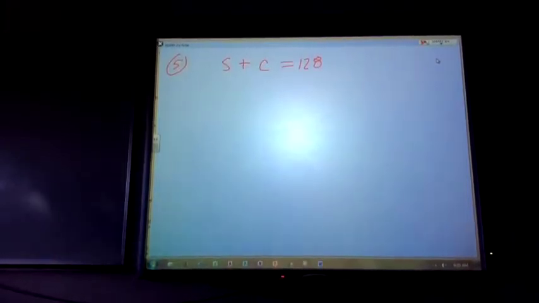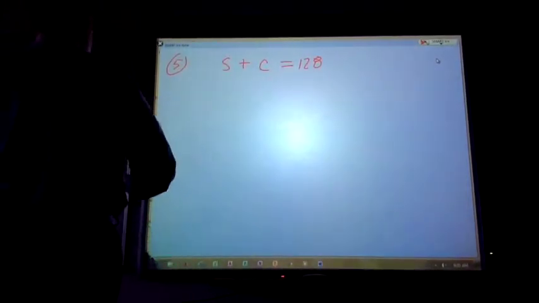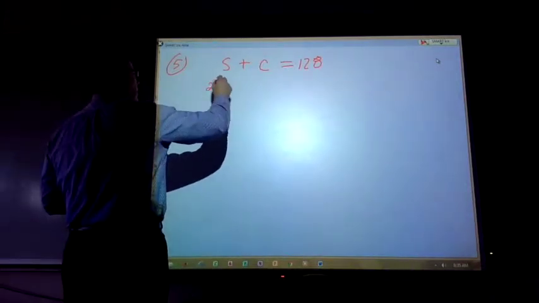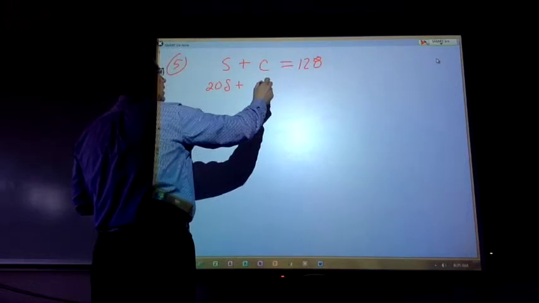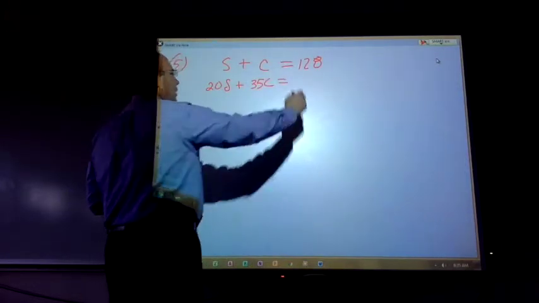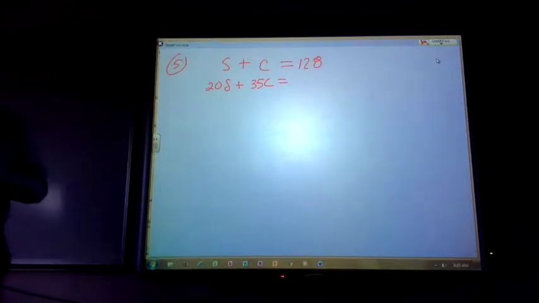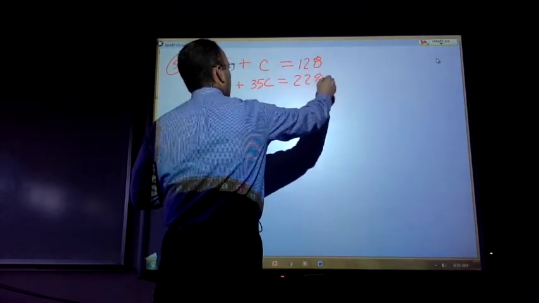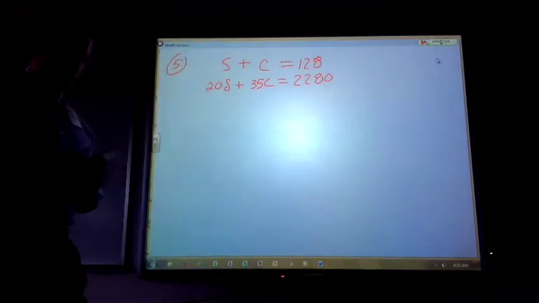All right, a single ticket costs how much, Tristan? A single ticket costs $20. Okay. And a couple? A couple costs $35. $35. And how much money did we have to make at this dance? 2,200. Okay. All right, thank you.